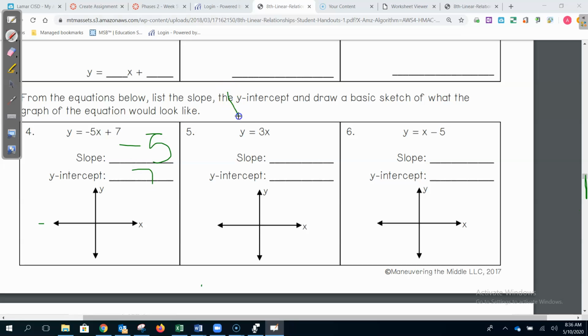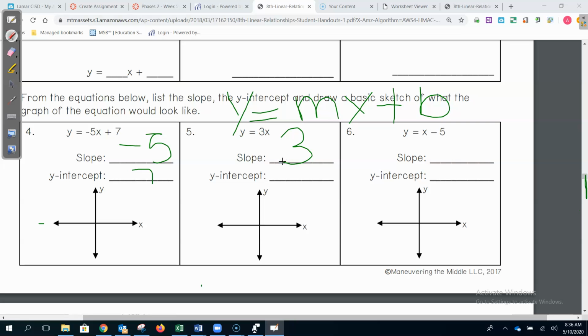Always remember that y equals mx plus b. You could think of m as a mountain. Mountains have slope, so that's your slope. We know that b is our y-intercept and also our beginning. So number 5, y equals 3x. There is no plus or minus anything, so we simply have a slope of 3.